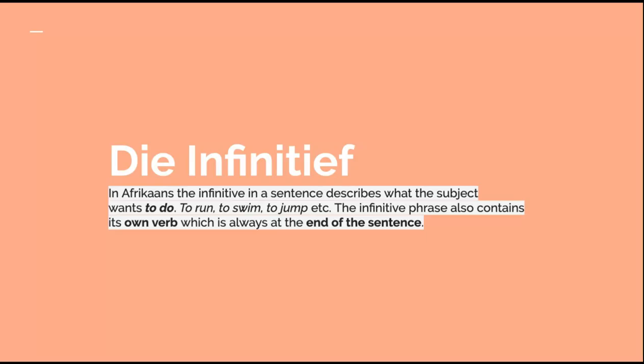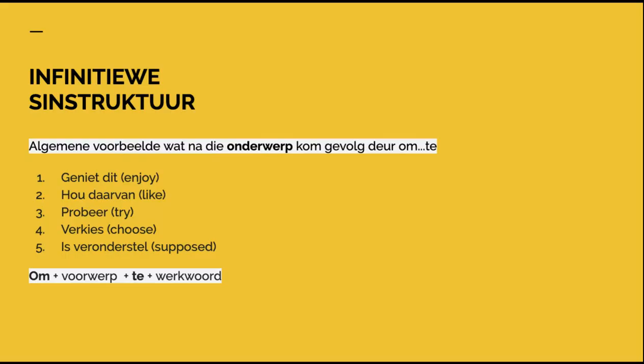The infinitive. In Afrikaans, the infinitive in a sentence describes what the subject wants to do: to run, to swim, to jump, etc. The infinitive phrase also contains its own verb, which is always at the end of the sentence. Infinitieve structuur. First you start with the voorwerp, which is the object, then te, then the werkwoord, which is the verb.